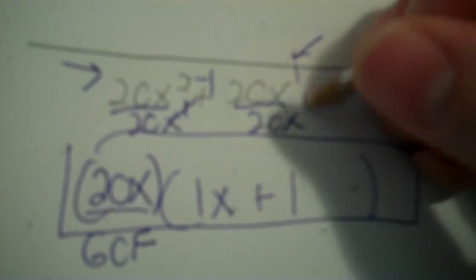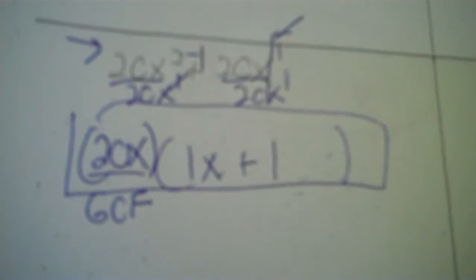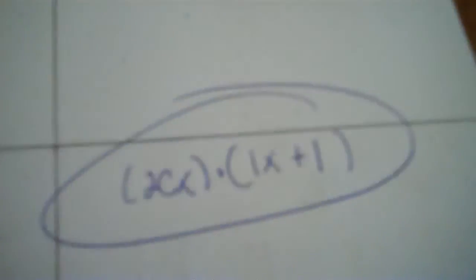Okay, then these cancel. So you got 20x times, and then you either put x plus 1 or 1x plus 1. It doesn't matter. Either one's good.